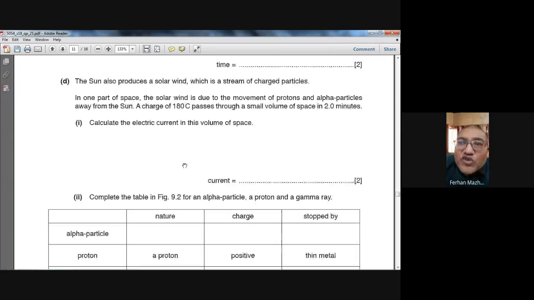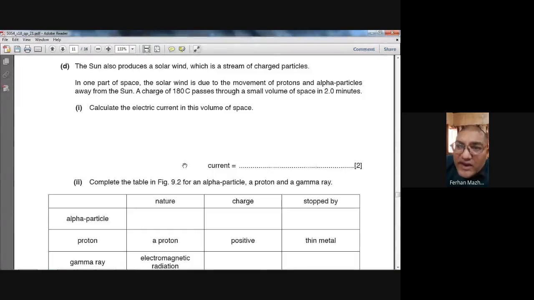The Sun also produces a solar wind, which is a stream of charged particles. In one part of space, the solar wind is due to the movement of protons and alpha particles away from the Sun. A charge of 180 coulomb passes through a small volume of space in 2 minutes. Calculate the electric current in this volume.